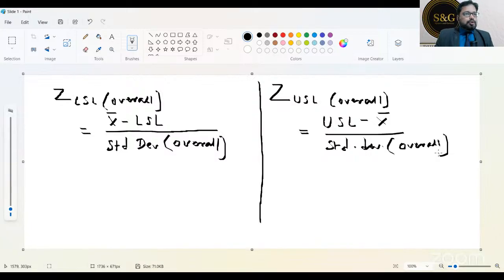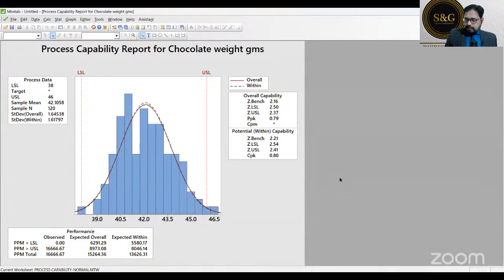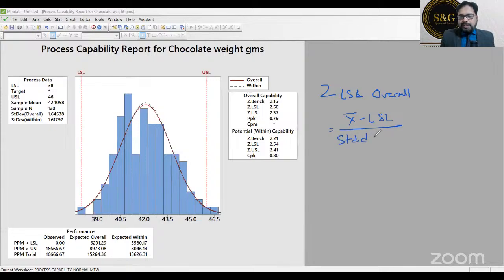Okay, super. You guys are taking the screenshots as well. Very good, amazing. Later on you can make a document and share it with me. Okay, so let's calculate the ZLSL with this formula. I'm going back to the data here. So what is the formula for ZLSL? Here also I'm making a note of this. ZLSL overall equals X bar minus LSL divided by standard deviation overall.